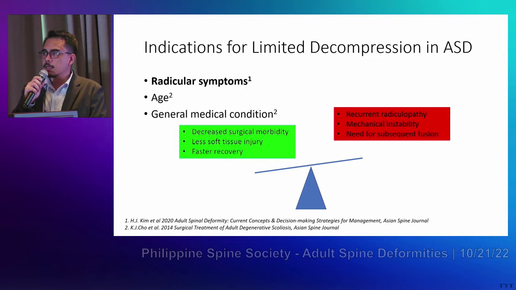So we must remember that when you do a decompression alone, you must be aware that it may potentially destabilize the spine, leading to further mechanical instability and the subsequent need for fusion. However, doing a decompression alone, especially with the advent of less invasive techniques such as MIS and endoscopy, there is decreased surgical morbidity, less soft tissue injury, and faster recovery time.